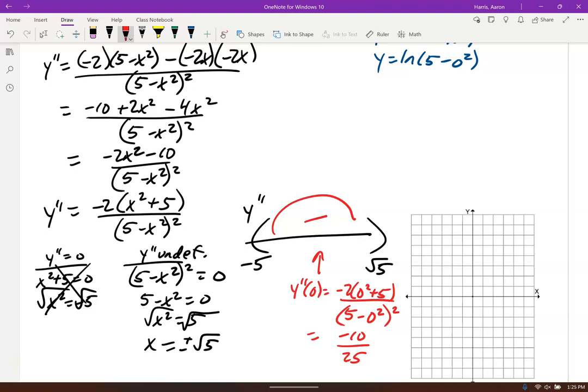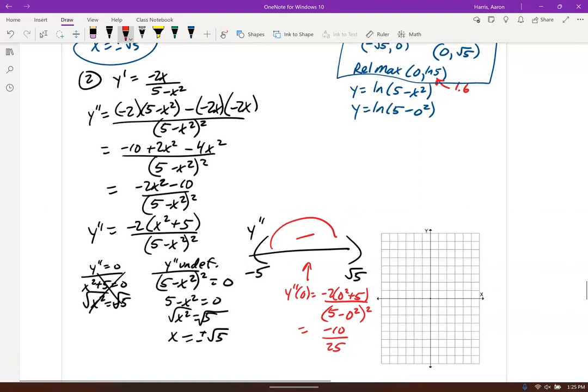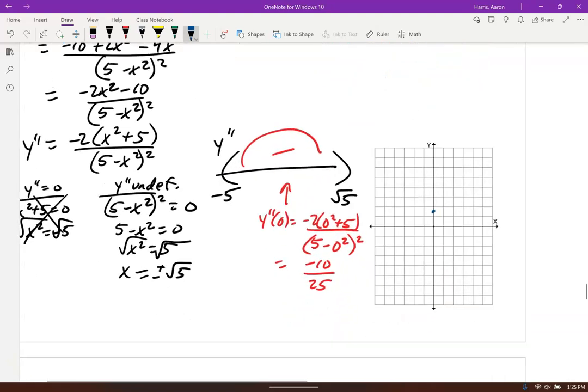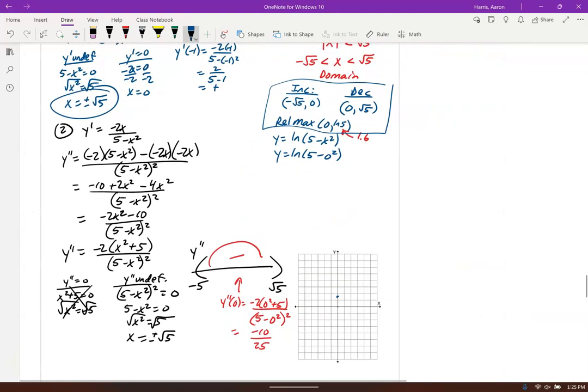Let's start putting some points on there. So we have 0, 1.6. That was our relative max. About right there. That was a relative max. We're increasing up to 0 and then decreasing after. And by the way, root 5 is like 2 point something.